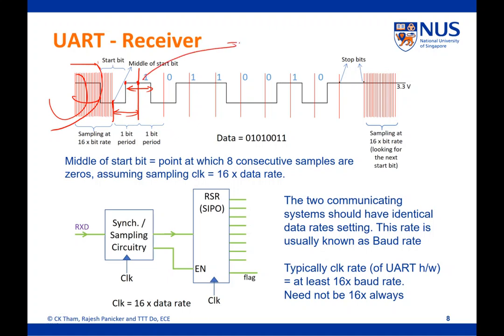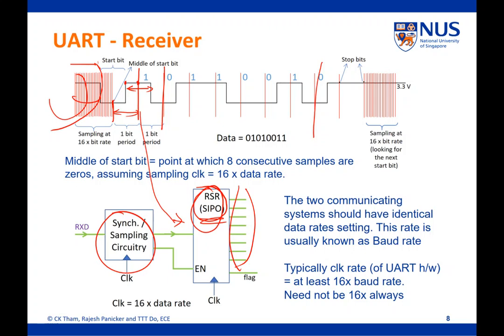Then you take this bit, and this bit is clocked into a serial-in parallel-out shift register. This is your sampling circuitry which will perform the sampling. Then you sample the next bit, shift it into the register, and do it for 8 clock periods. Once you do it for 8 clock periods, all your 8 data bits are available here. Got the idea? This is a fundamental principle of UART.